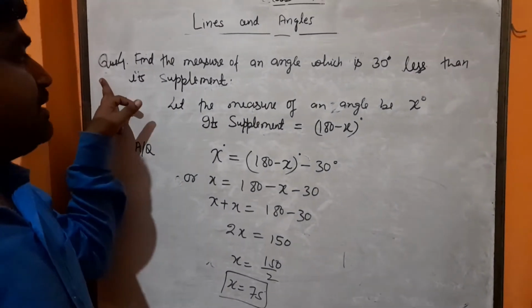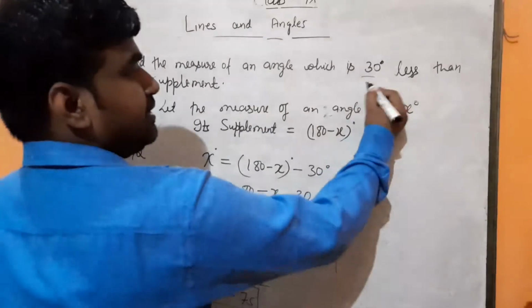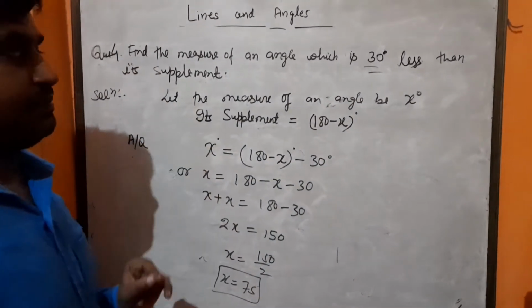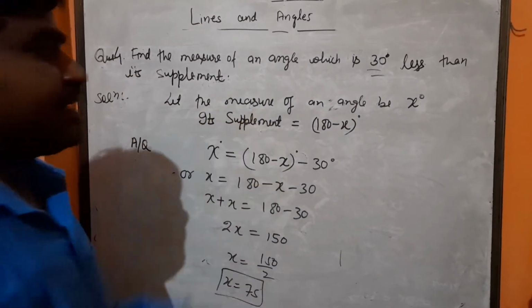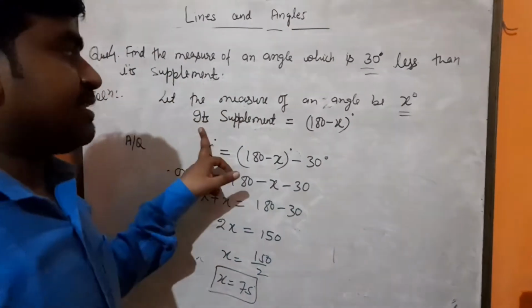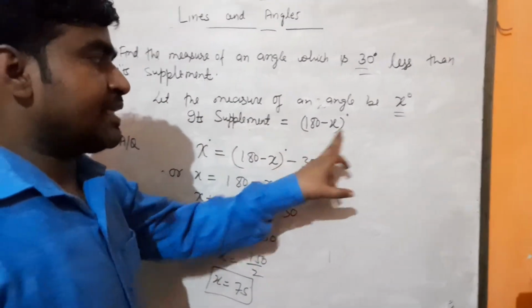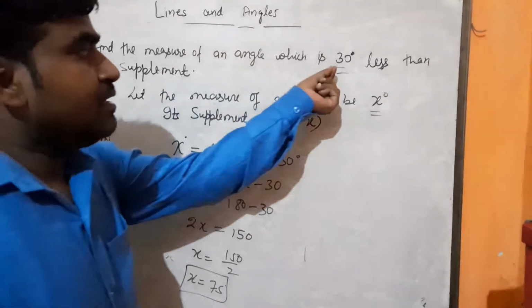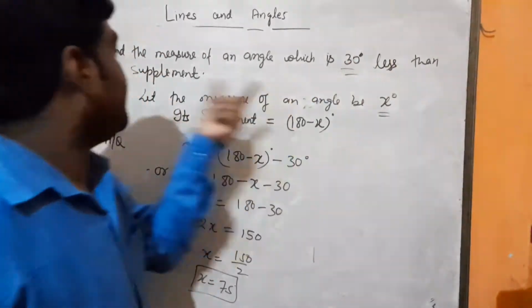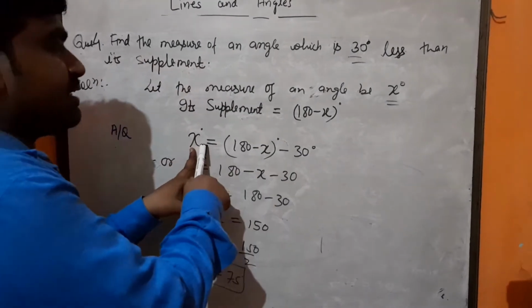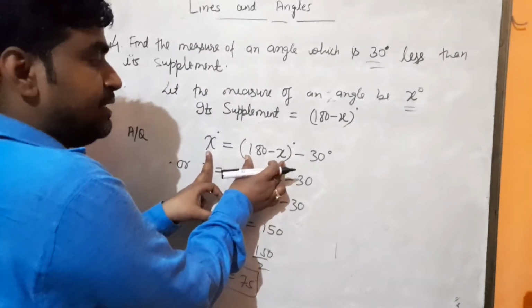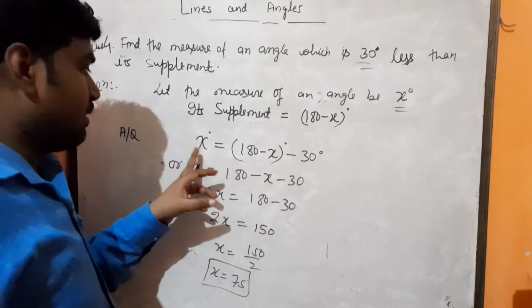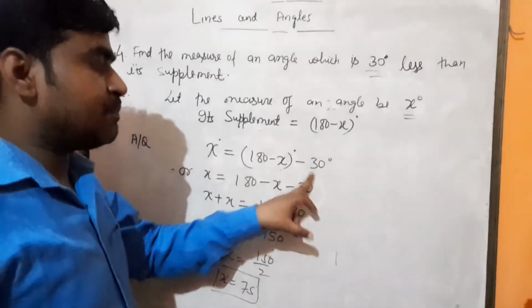Question 4. Find the measure of an angle which is 30 degrees less than its supplement. Let the measure of an angle be x degrees, then its supplement angle will be 180 minus x degrees. Now according to the question, it is given that the angle is 30 degrees less than its supplement. So our angle is x and the supplement angle is 180 minus x. So x equals 180 minus x minus 30.